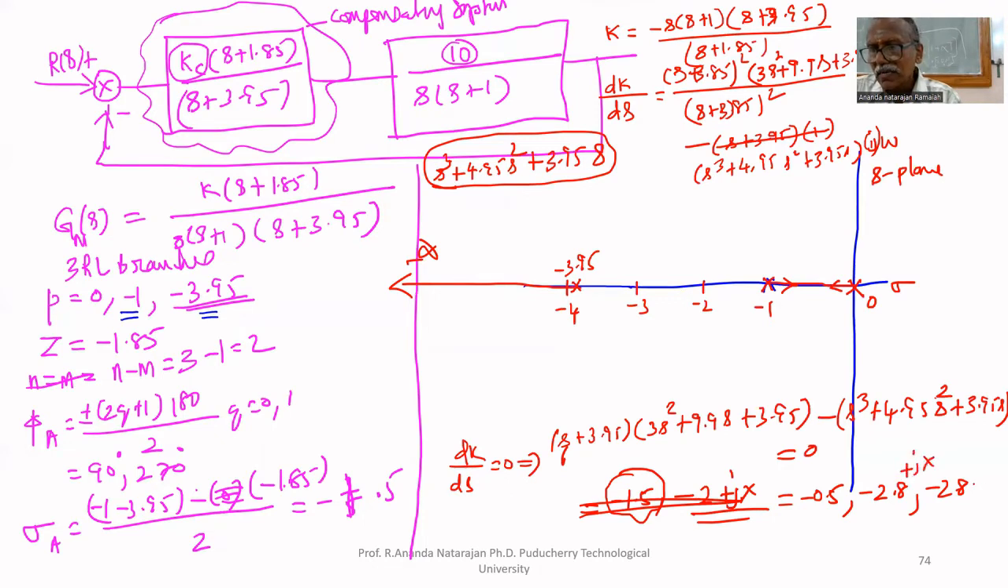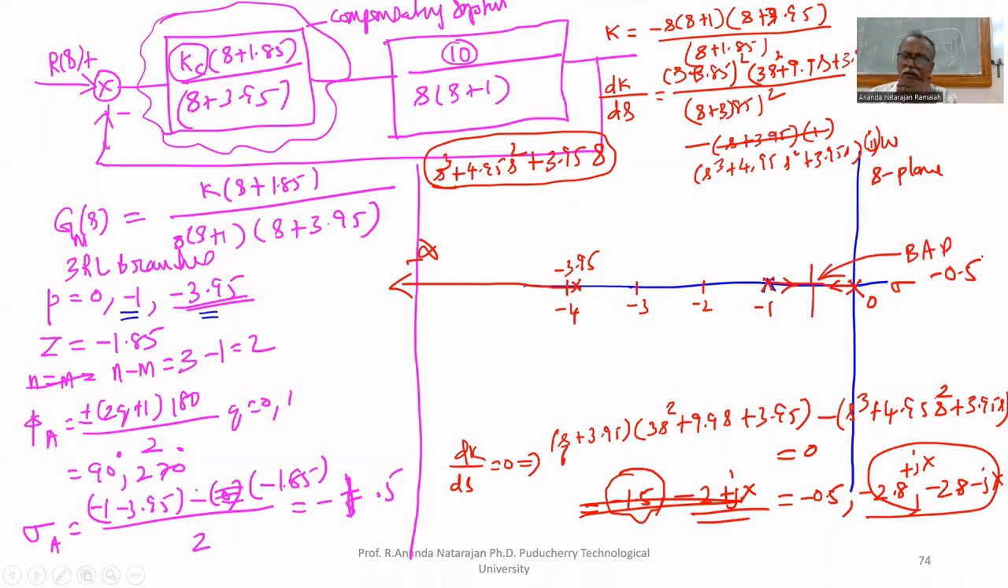plus jx and minus jx. So these two are complex poles. Therefore, minus 0.5 is the breakaway point. The breakaway point is minus 0.5. This is the breakaway point, minus 0.5.